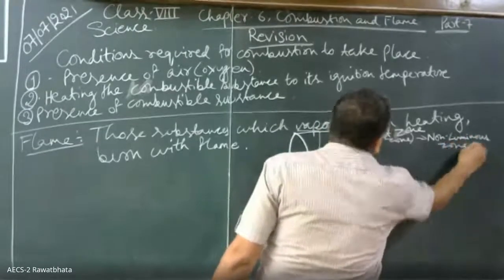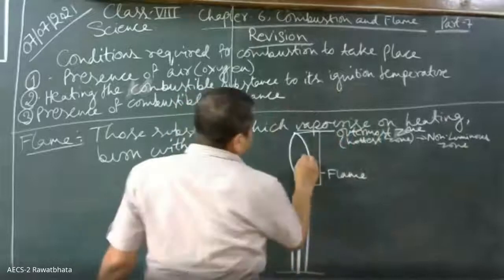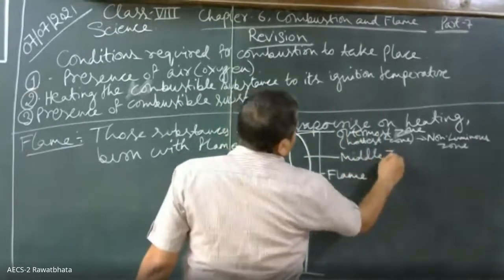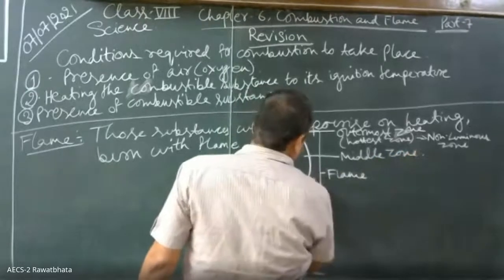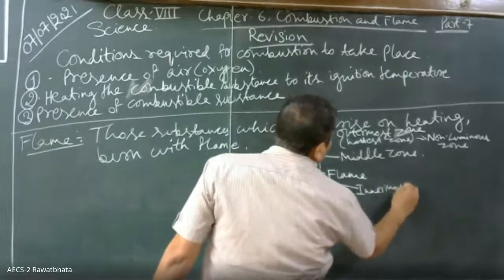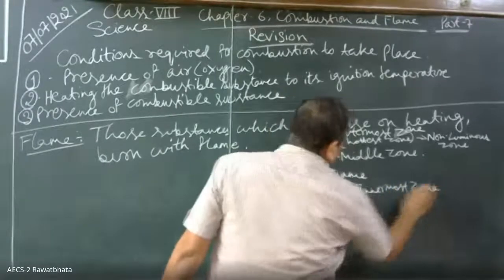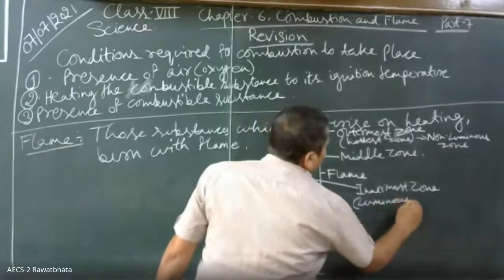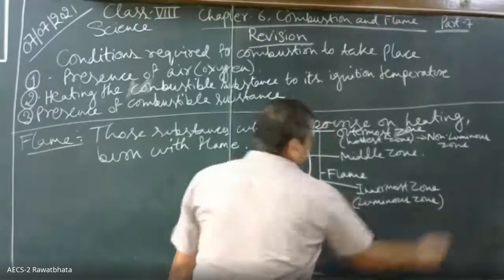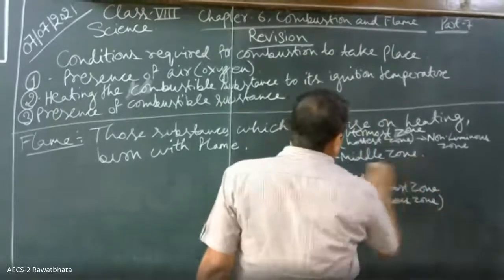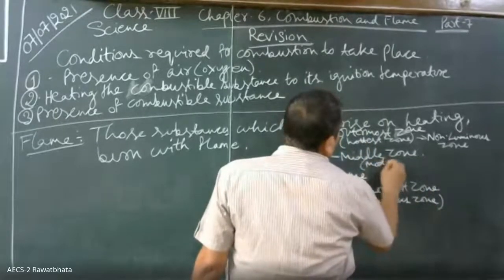Okay. This is the middle zone. And the innermost zone. This is called the luminous zone. काली कुटी है, luminous zone है. क्या बेटा? Luminous zone.